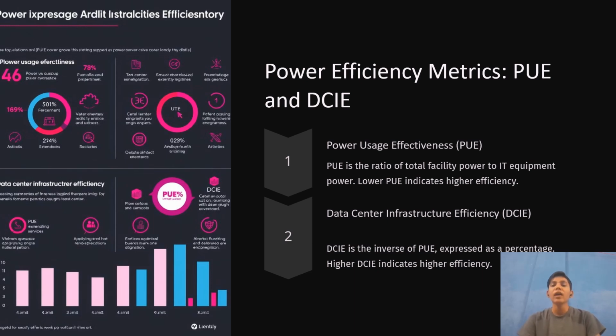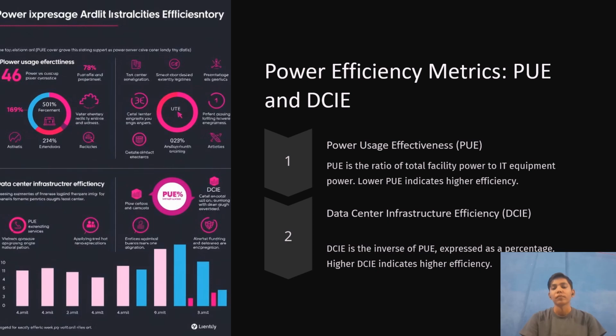Next is DCiE, data center infrastructure efficiency. DCiE is the inverse of PUE and is expressed as a percentage. A higher DCiE indicates higher efficiency. So as it is the inverse of PUE, when the ratio increases, the efficiency will be higher. So it is IT equipment power divided by total facility power.